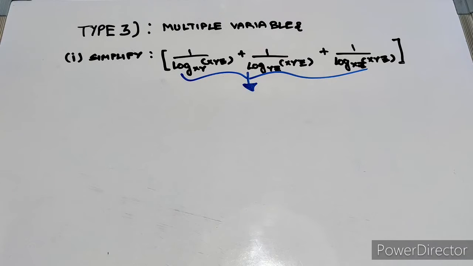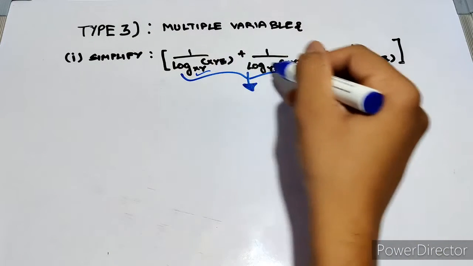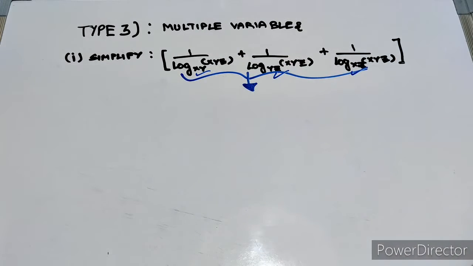Just think that whatever properties we learned all involved similar bases. But here the problem is all the bases are different. And we also know one property which changes the base.